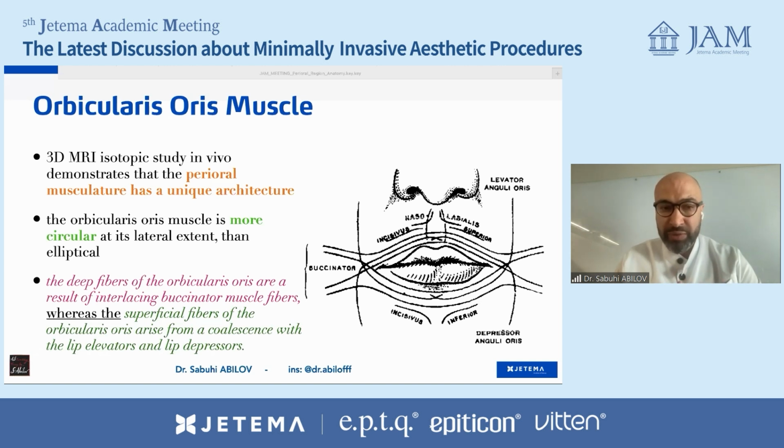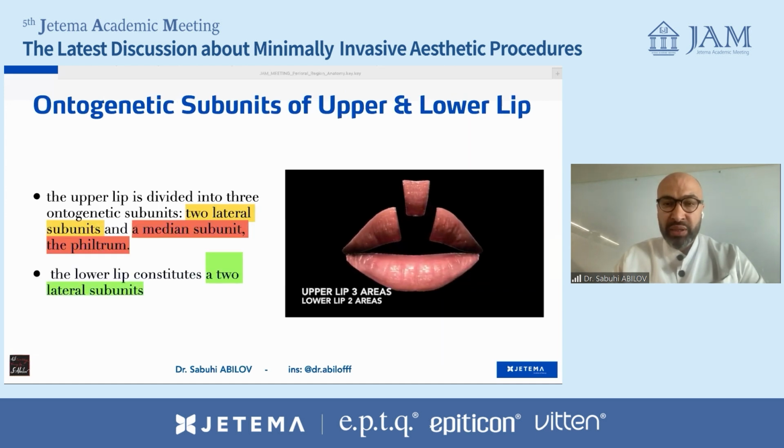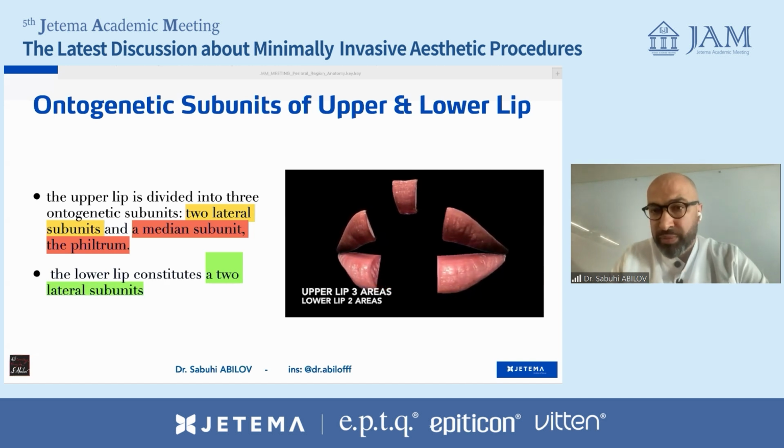has circular fibers in the lateral extents and elliptical fibers. The deep fibers of the orbicularis oris are a result of interlacing of the procerus muscle fibers, whereas the superficial fibers of the orbicularis oris arise from a coalescence with the lip elevators and lip depressors. And there we can see all of the muscles which interact with the modiolus and insert into the modiolus. And there are the aesthetic subunits of the upper and lower lip.